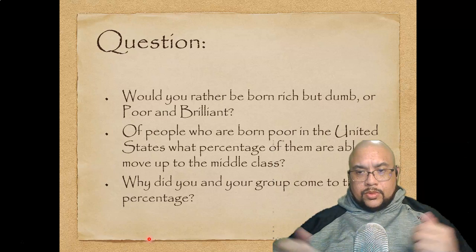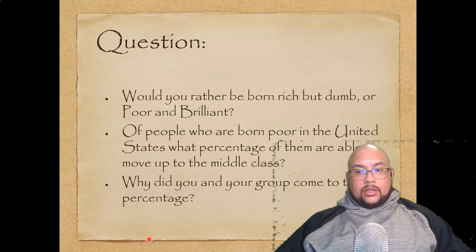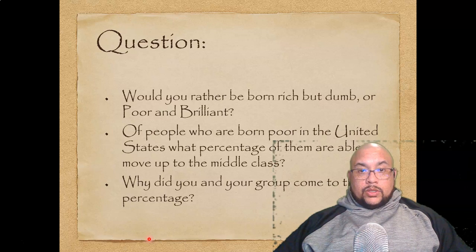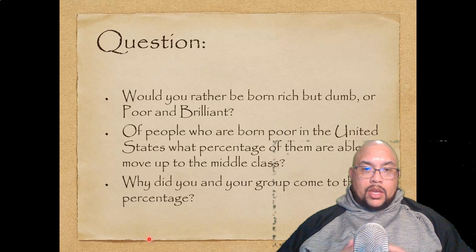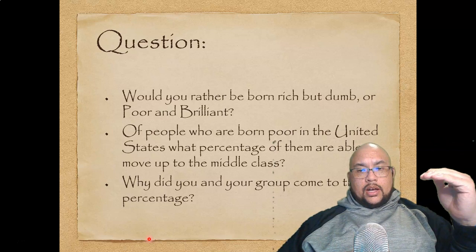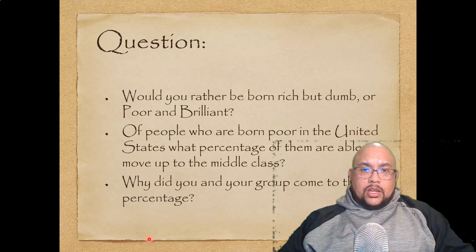For this question, I'll need you to answer it in your notes. Question number one, would you rather be born rich but dumb or poor but brilliant? You might be thinking this doesn't seem like it makes any sense, but it will. You'll see. So answer the question and put that in your notes. Just like in the last set of notes, the first thing we saw was the green sleeves. First thing we're going to see here is the answer to that question. Would you rather be rich but dumb or poor and brilliant?